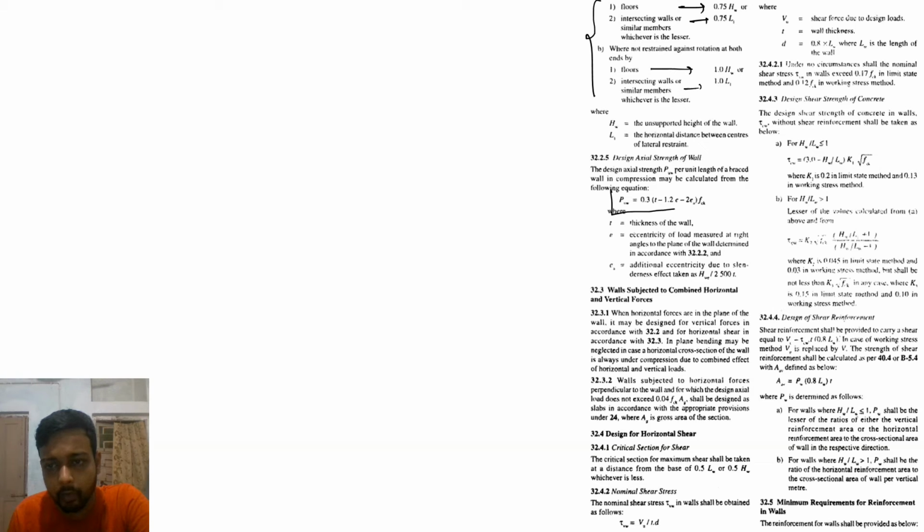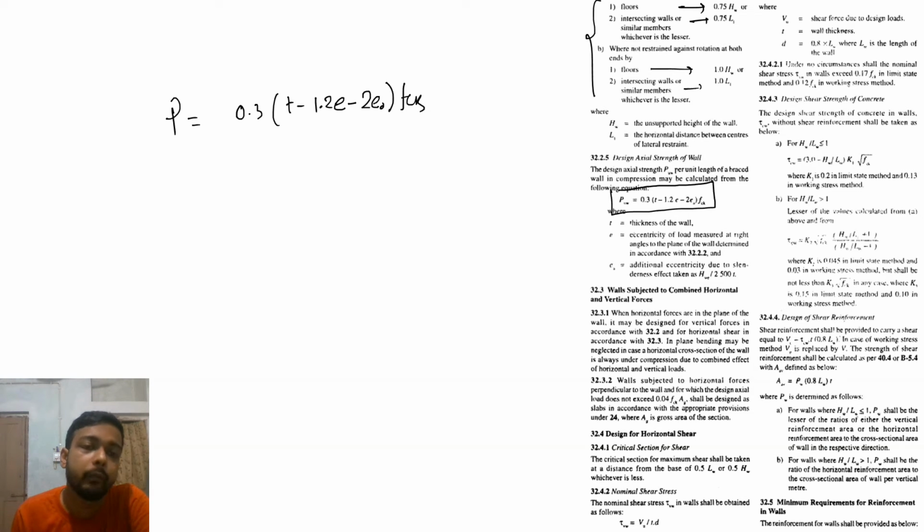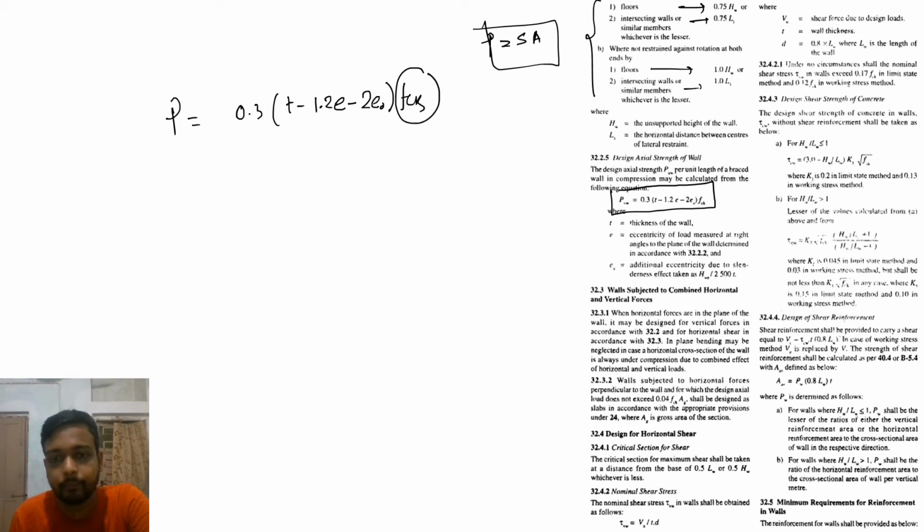That is the formula: 0.3 (t minus 1.2 e minus 2 e naught) fck. Okay, we know that force equals stress into area. This fck is your stress, and this term represents the area.